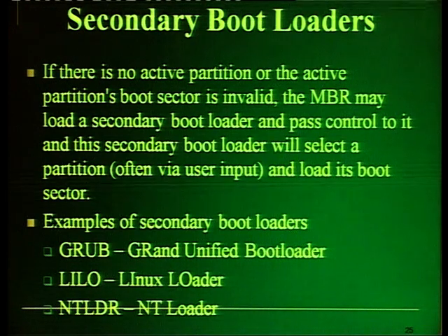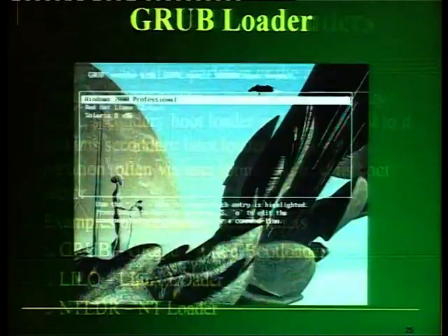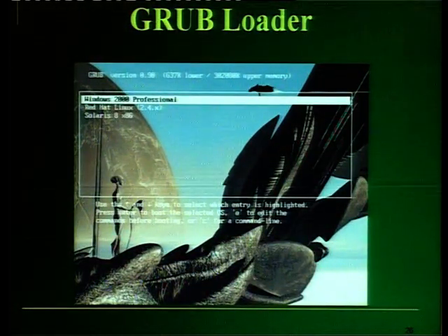There are various examples of secondary bootloaders, that is GRUB, the Grand Unified Bootloader, then next is Linux loader, and the last is NTLDR, that is NT loader. This is the Windows screen I have taken here. This is the GRUB version 0.98. There is no active partition.